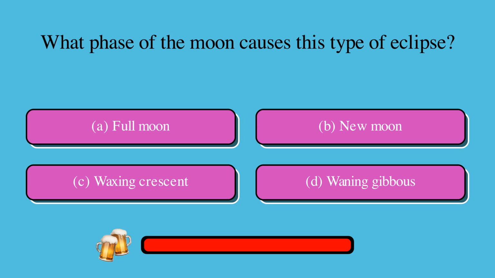What phase of the moon causes this type of eclipse? Is it A, full moon, B, new moon, C, waxing crescent, or D, waning gibbous? The correct answer is A, full moon.